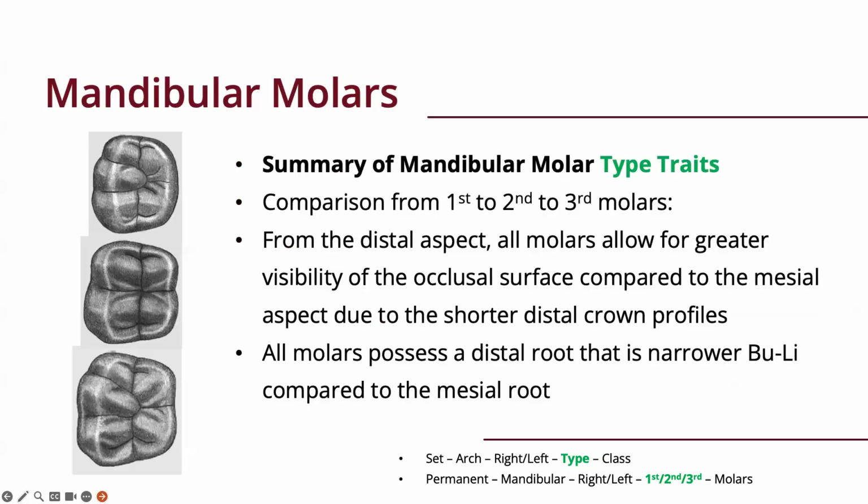Some more of the type traits include that from the distal aspect, all molars allow for greater visibility of the occlusal surface compared to the mesial aspect due to the shorter distal crown profiles. All molars possess a distal root that is narrower buccolingually compared to the mesial root.